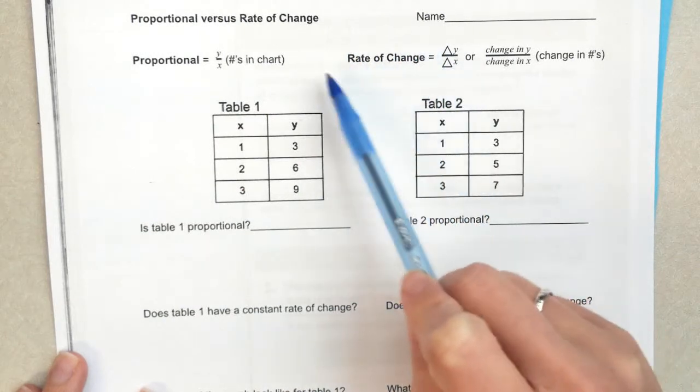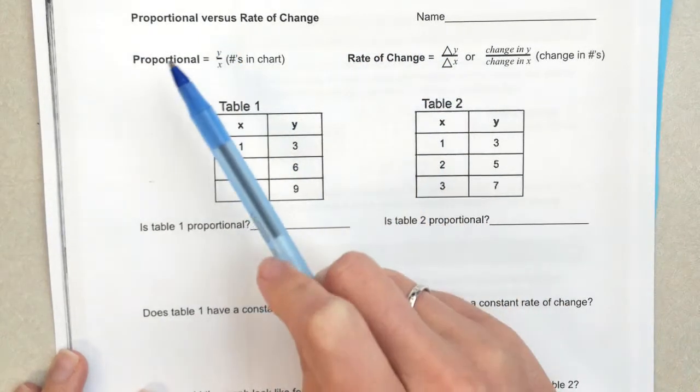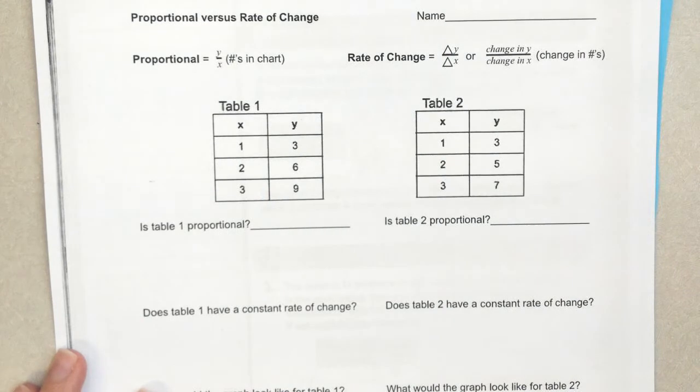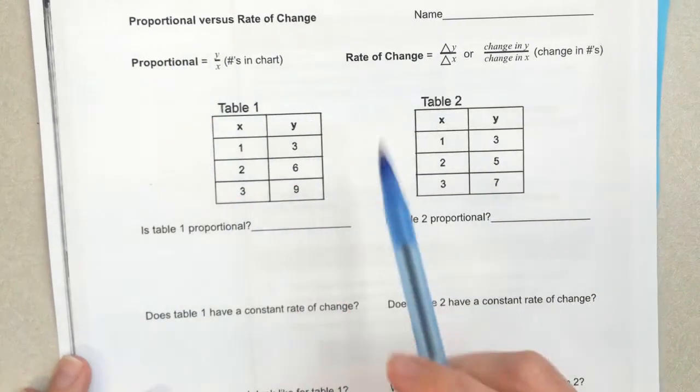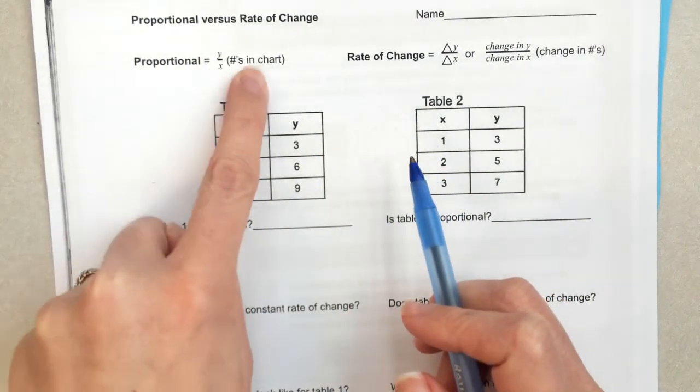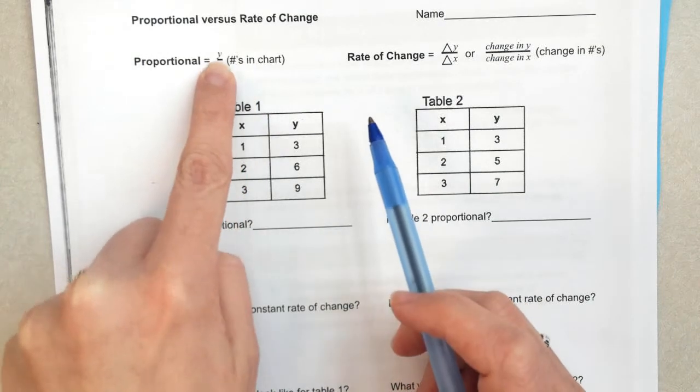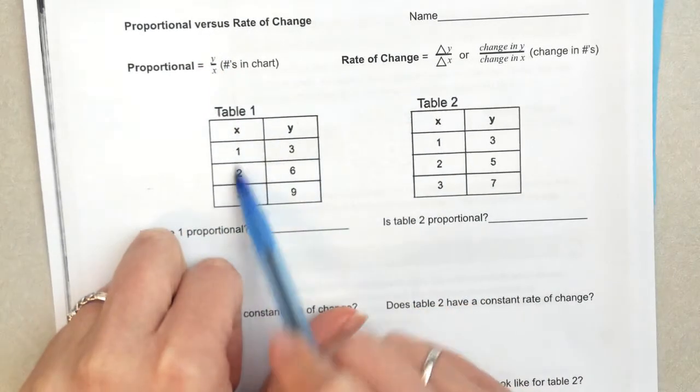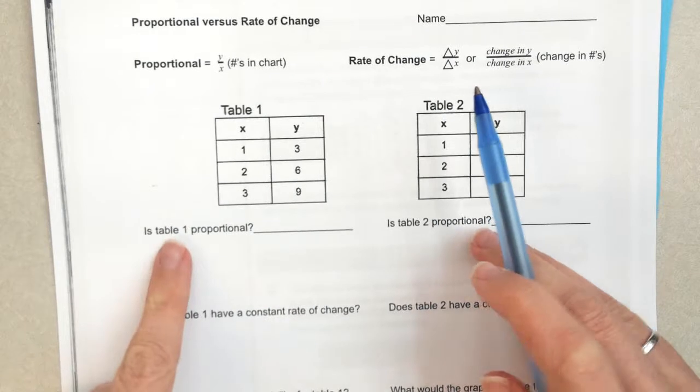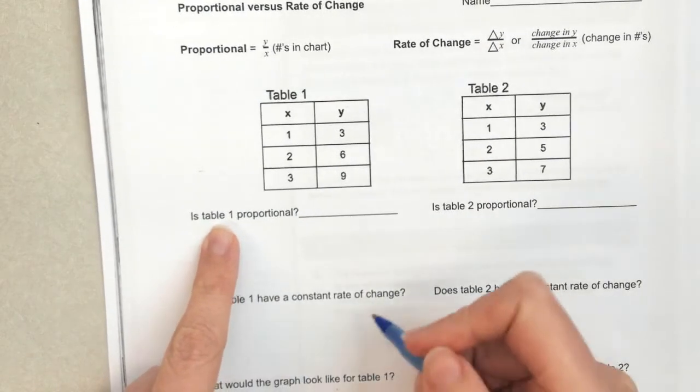Mostly in our workbook it's going to be rate of change, but I want to refresh our memory on what proportional means too. Okay? So proportional is when we're using just the numbers in the charts because we're just doing y over x. So we're using these numbers. So in the first one, is this table proportional?